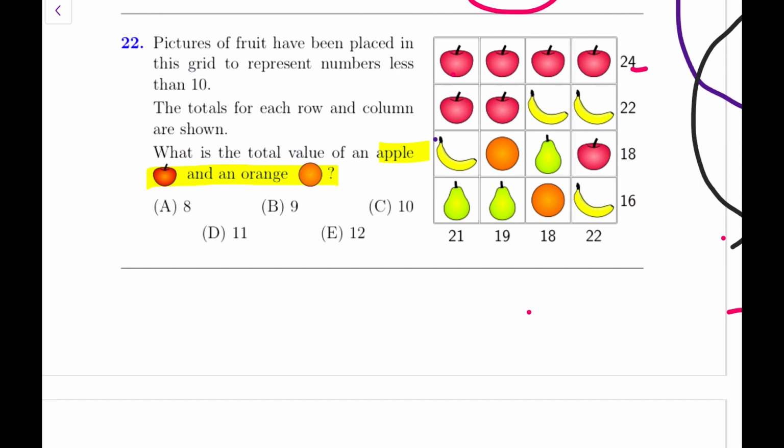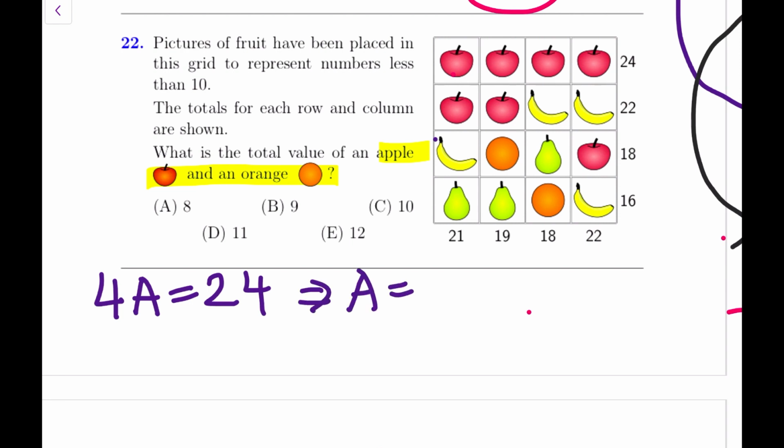So look at all the rows and the columns, and the easiest one you will spot is row number 1. Row number 1 is 4 apples, and 4 apples equate to 24. 4 apples equals 24, which means A equals 6. We found the value of apple. Apple is 6. All right, moving on.